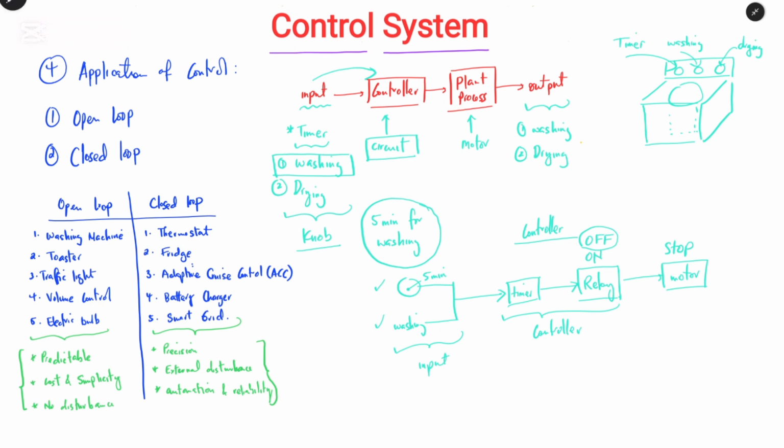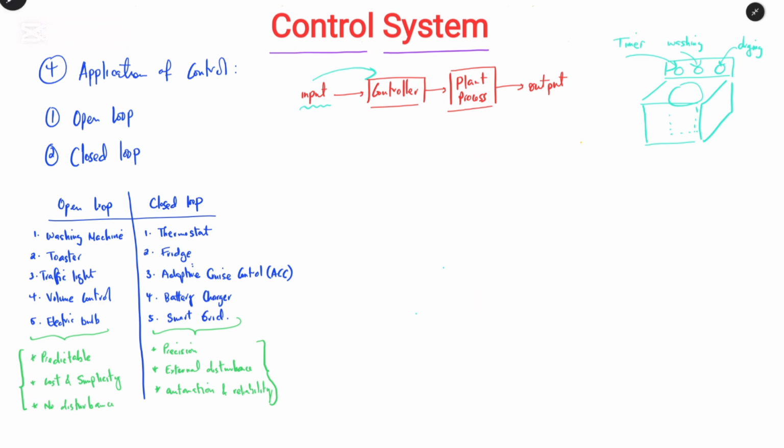Another example can be the toaster. So in a toaster, we have the controller and the plant. The plant is nothing but the heating element. And the controller is a small circuit that will regulate the input.